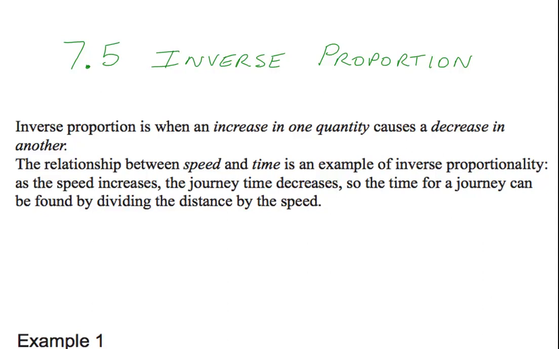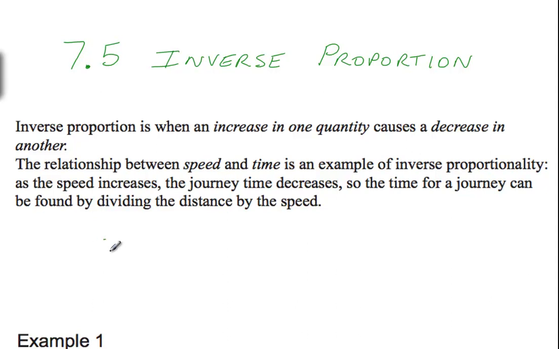7.5. Inverse proportion. Inverse proportion is when an increase in one quantity causes a decrease in another. The relationship between speed and time is an example of inverse proportionality. As the speed increases, the journey time decreases. So the time for a journey can be found by dividing the distance by speed.